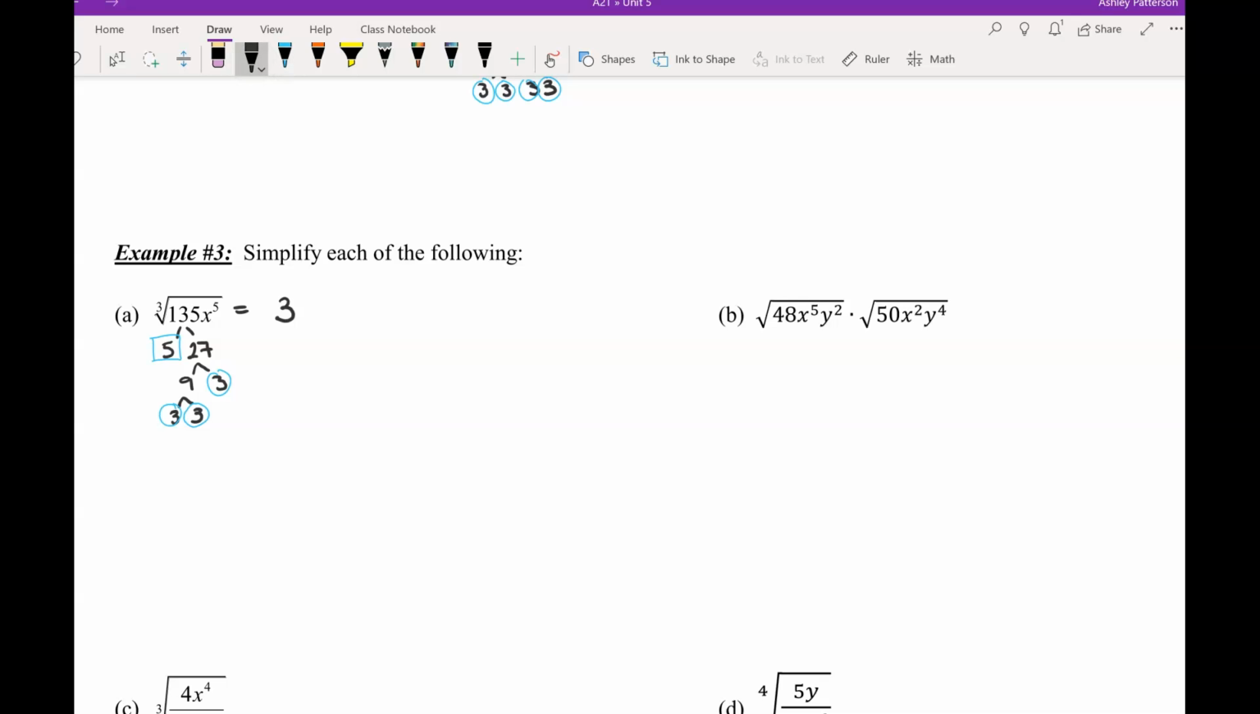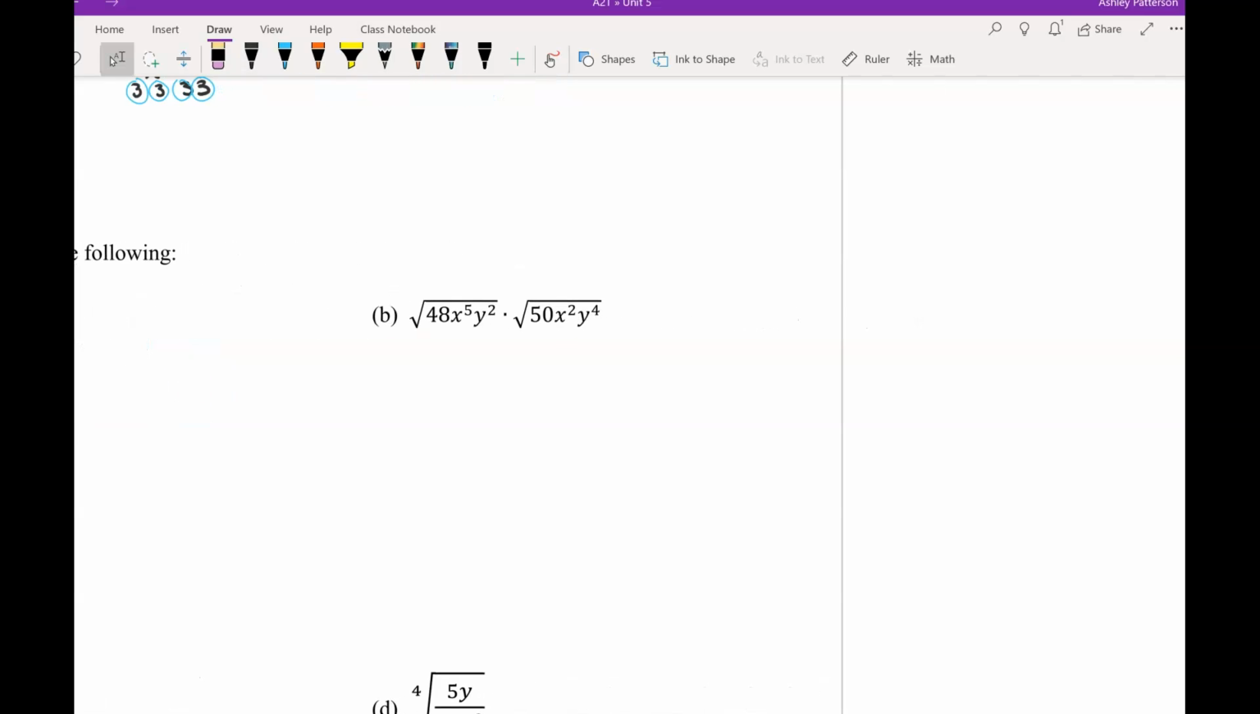For the x's, how many groups of 3 can you take, pardon me, from 5? Just one. And then we're left with the cube root of 5x squared. Don't forget the index of the 3. It's the easiest thing for us to forget, but it's so important. Now take a look at B.